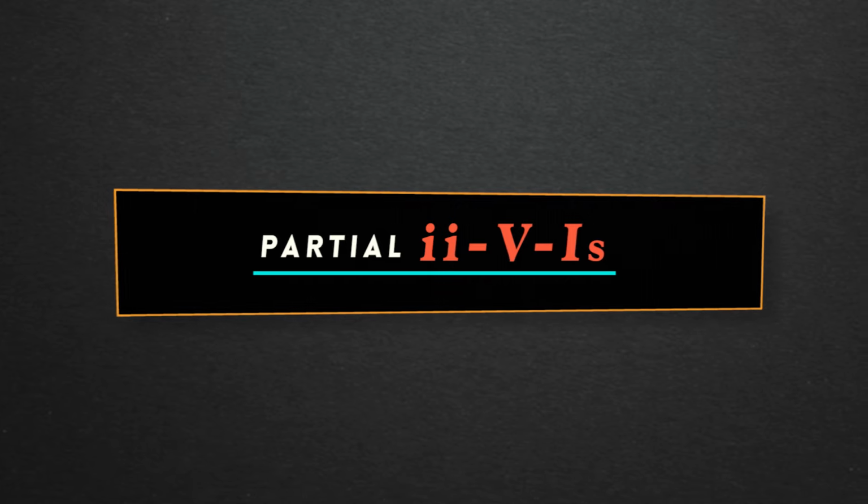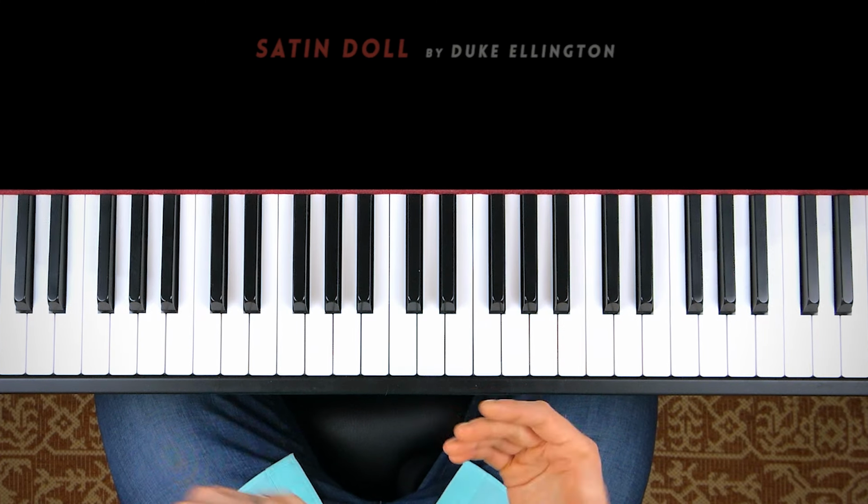Now in jazz, you don't always get the complete 2-5-1. Sometimes you do, which is nice, you get all three chords, but sometimes the composer cuts the 2-5-1 short. So a good example would be Satin Doll.